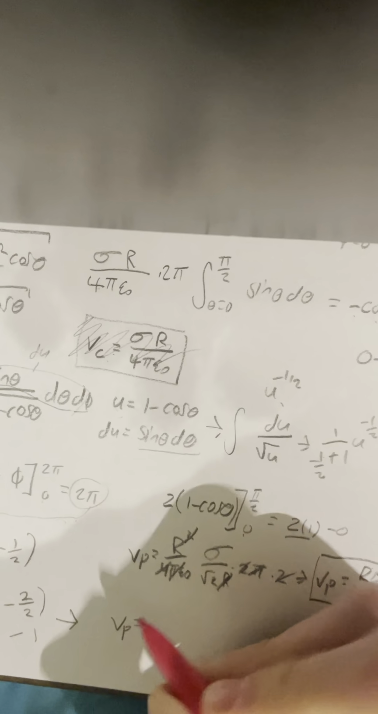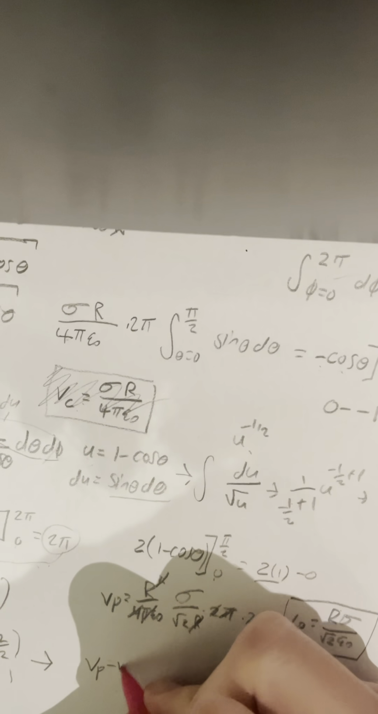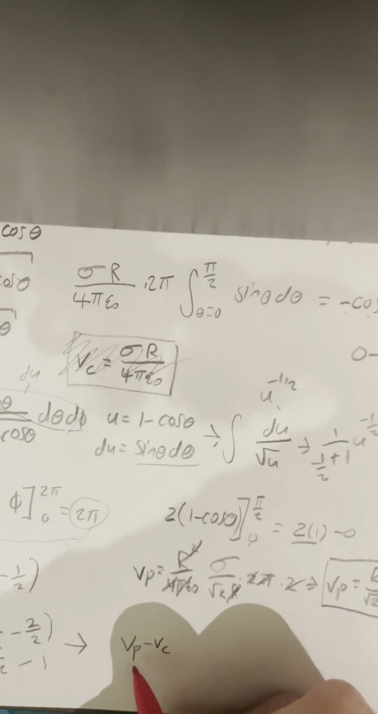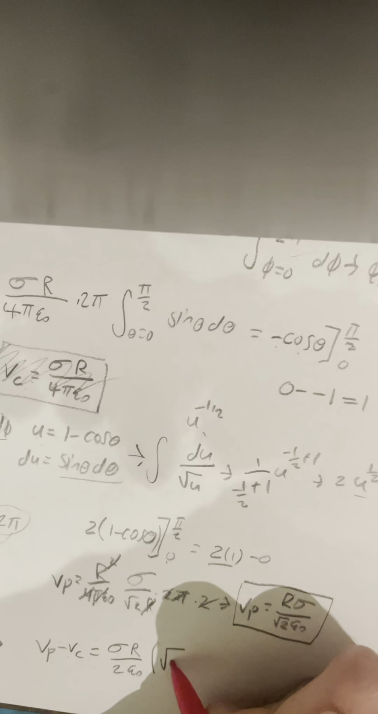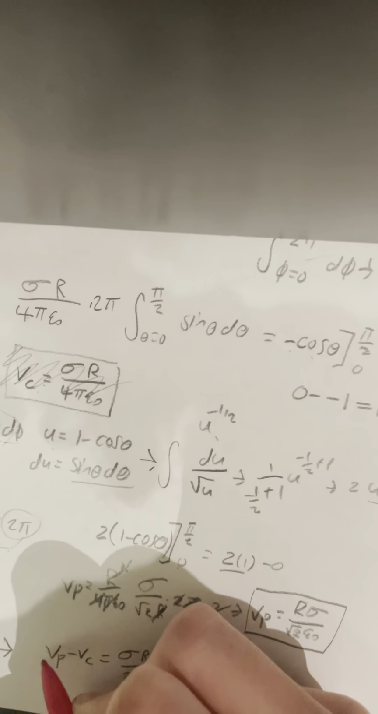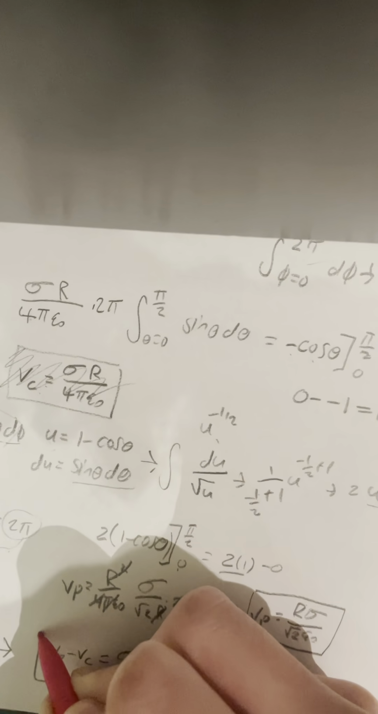And so our final answer for the potential difference at the North Pole minus the potential at the center is just going to be equal to sigma r over 2 epsilon naught, with the parentheses of square root 2 minus 1. And this right here is our final answer for Griffiths problem 2.48.